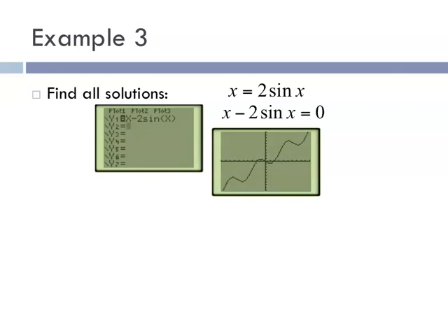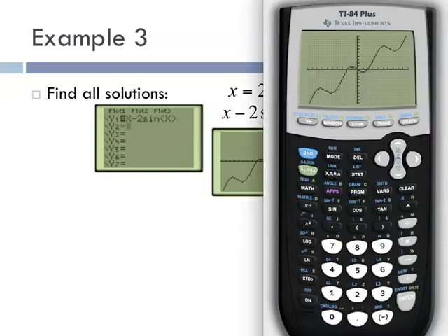Now, if you were to zoom in a lot closer, you'd be able to see more clearly that there are 3 places where it crosses the x-axis. Those are the 3 that we want to find. So just as a reminder of how to do this on the calculator. On the graphing calculator, once you have it graphed, you want to find the zeros of this function.